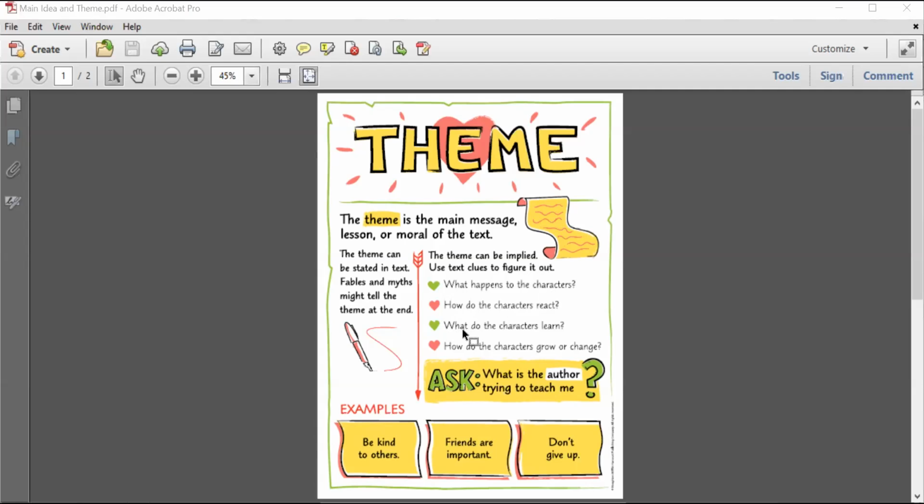Then we also ask ourselves, what do the characters learn? That's a huge clue as to the theme of the story, because the theme is the lesson about life that we learn from reading the story, and probably what the characters learn as well. And then how do the characters grow or change?